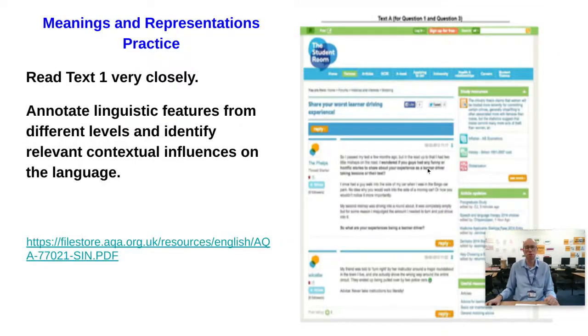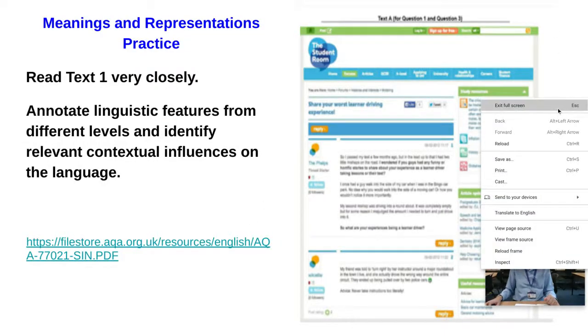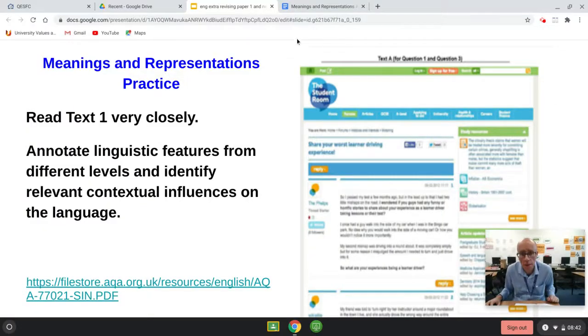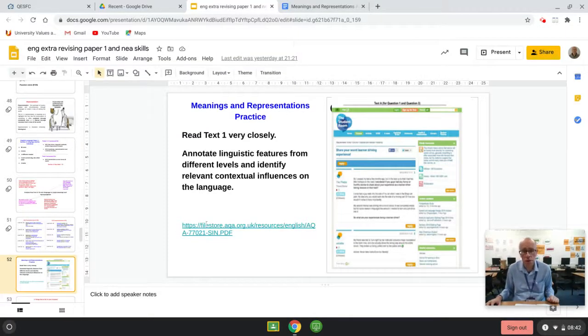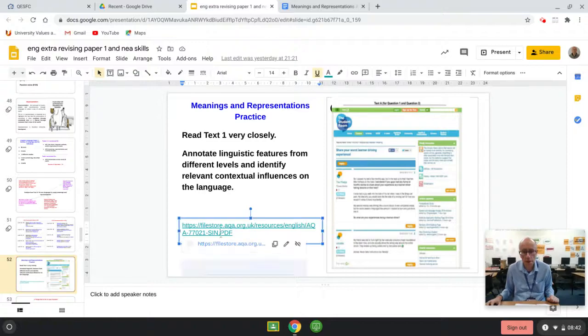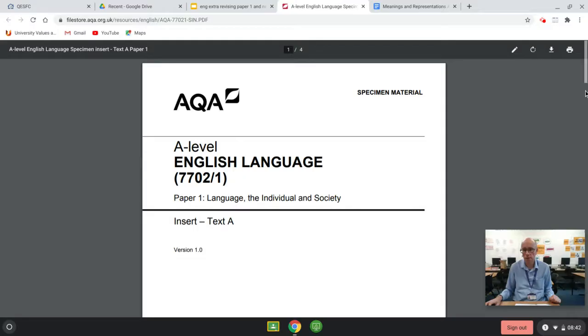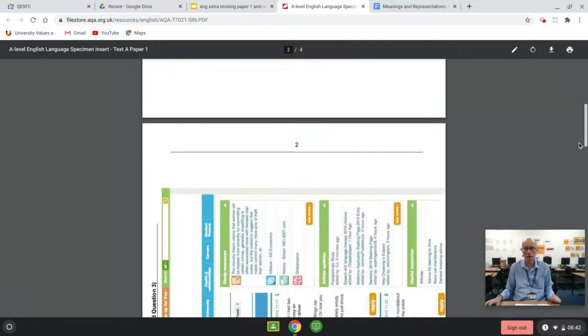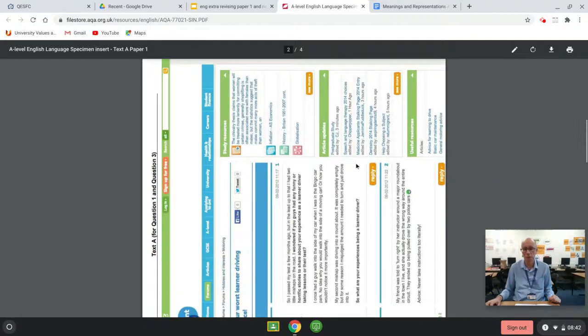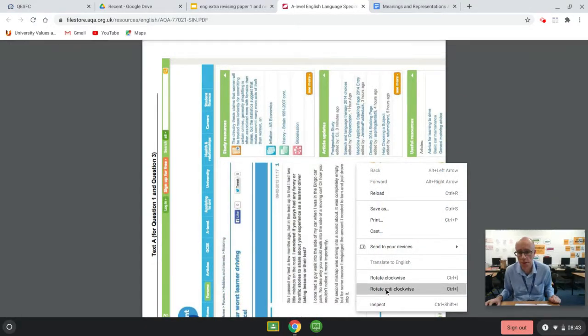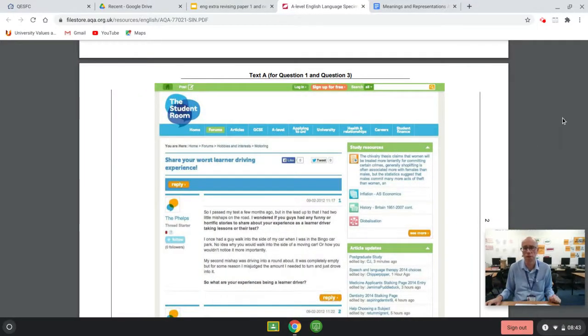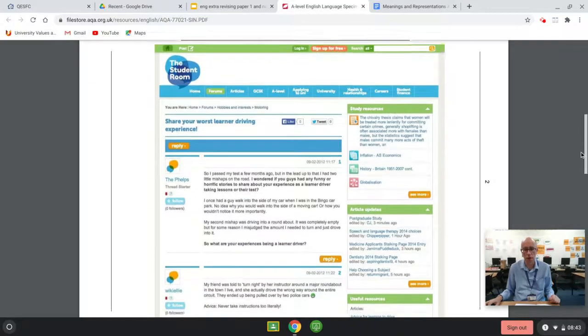Okay, let's move on to looking at an actual example of one of these. What I'll do is open it up and let's have a look. Right, here we go. So this is an exam, like a specimen one that the board sent us right at the beginning of the process. Here it is: text A for question 1 and question 3. If you're in my class, you would have the printout of the whole thing here.